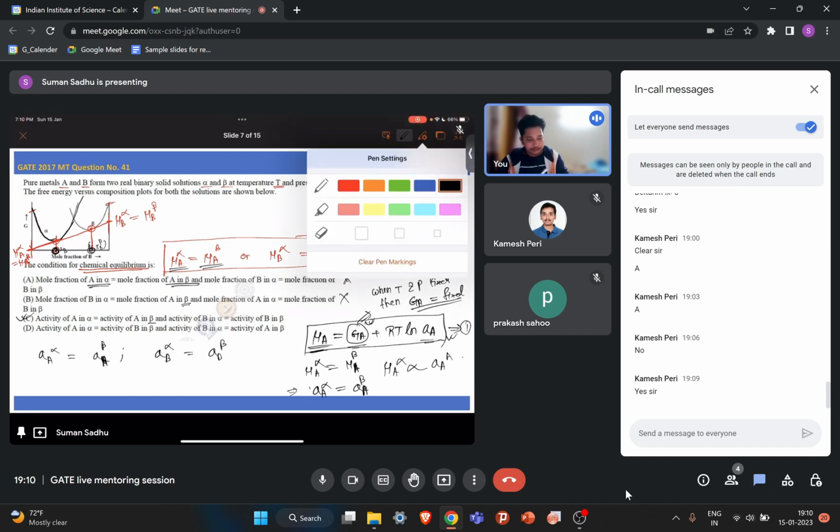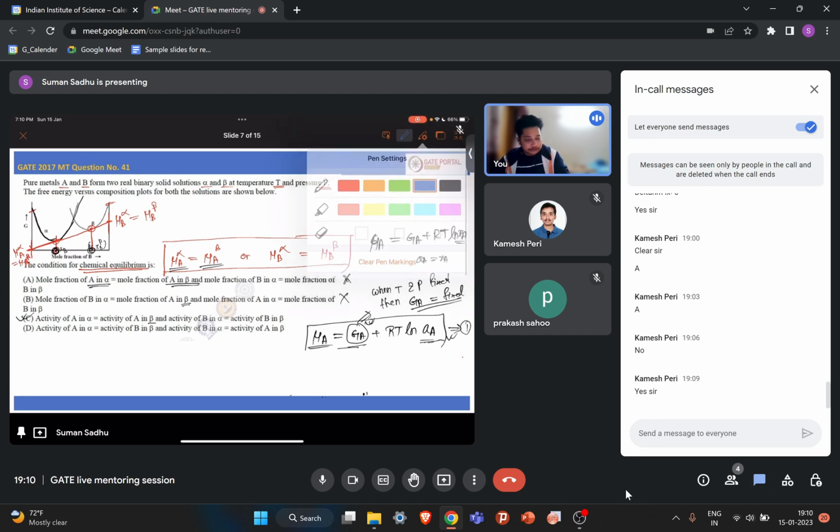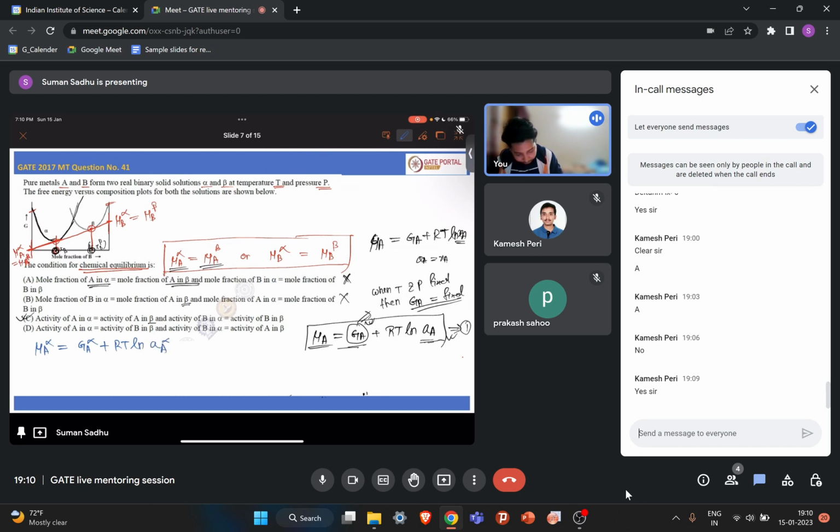Let me write it again, if any of you have some doubt. I will just write it in terms of alpha and beta. So mu A in alpha is equal to G A in alpha plus RT ln activity of A in alpha. Similarly, mu A in beta is G A beta plus RT ln.